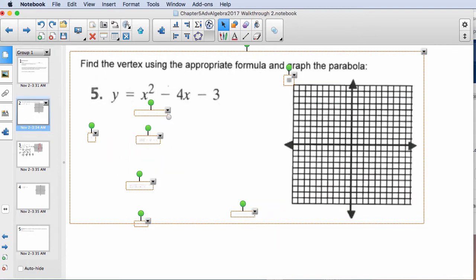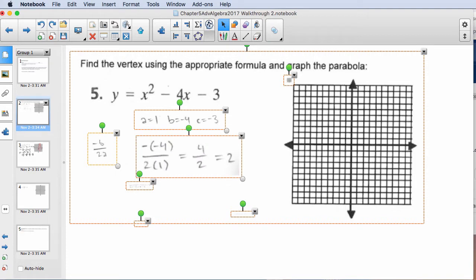Okay, for this problem here, we need to find the vertex using the appropriate formula and then graph the parabola. It makes sense to approach it like we do the quadratic formula to find the axis of symmetry. So we first write down a, b, and c, and then we remind ourselves that the formula minus b over 2a returns the x-coordinate of the axis of symmetry, or the x-coordinate of the vertex. So minus b over 2a, we write that down.